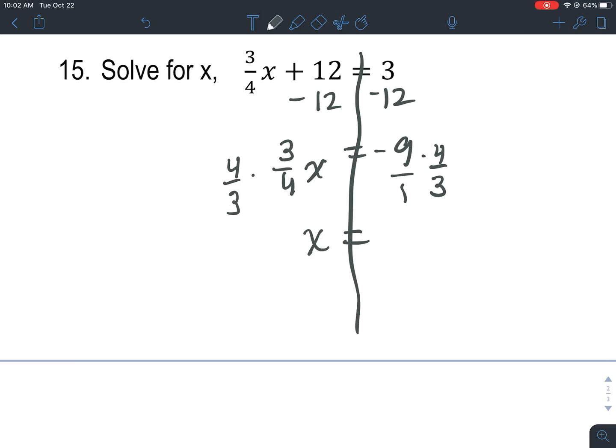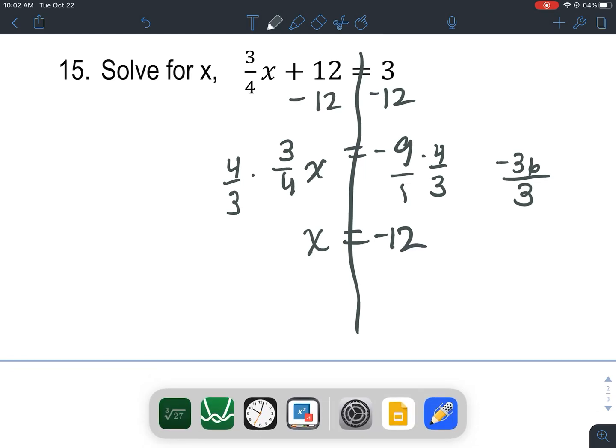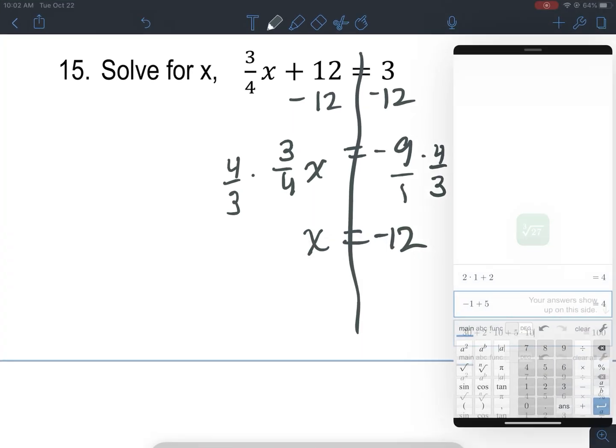When you're multiplying those, you can multiply the numerators together. That's negative 36 over 1 times 3, which is 3. And that would simplify to just negative 12. And you can check that in the calculator too, just to show you, because I feel like it's worth looking at.